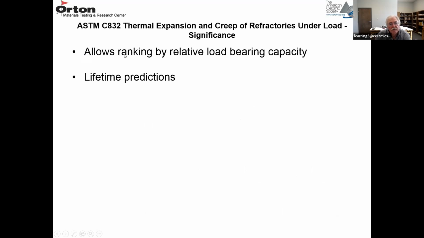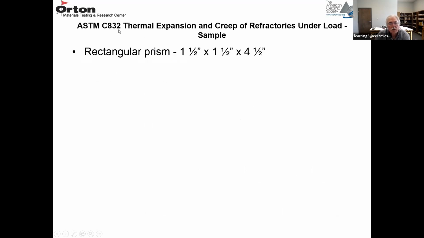So this test is important because you can rank different materials according to their creep rates or load bearing capacity, and you can use it to calculate lifetime predictions. You can get a creep rate and estimate how long your sample will last in service. This test, ASTM-C 832, uses a rectangular prism, 1.5 inches by 1.5 inches in cross section and 4.5 inches long. So you're applying the load to the 1.5 by 1.5 cross section.